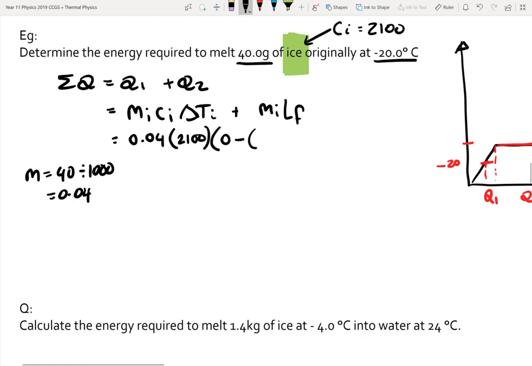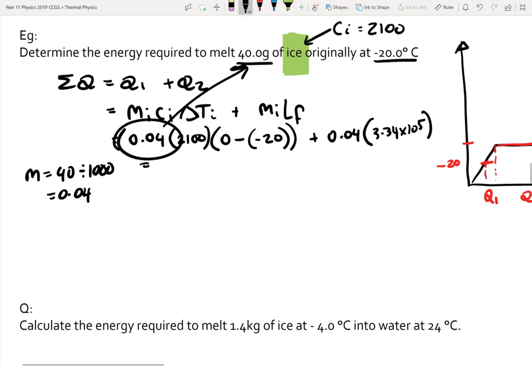Final minus initial, well, that just gives plus 20, but I need to show all my working out, plus my 0.04, 3.34 by 10 to the 5. Okay? Why didn't you do the side mission for the delta T? Well, because if I wrote that, that number was calculated. And so I did it mental maths, but you've got to write that down on the page. Seems a bit silly, but you don't want to risk losing marks.